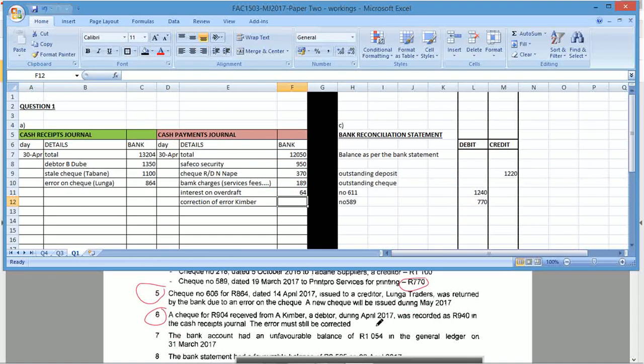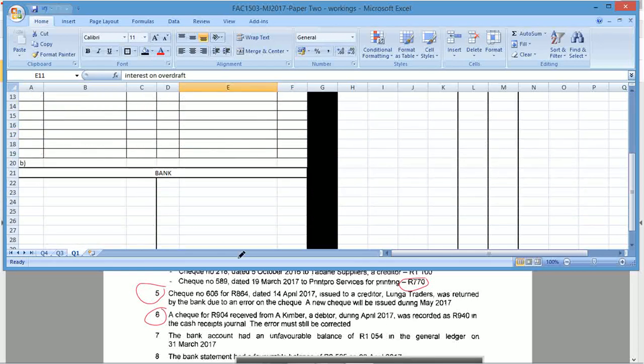Right, how much was the amount? It's the difference. So 36. Also, you record the difference, not the full amount. Yes. Okay, because you're fixing what you processed. Right, the bank account had an unfavorable balance of that in the general ledger. So there's general ledger. Unfavorable means this is a liability. So you're going to have balance brought down, and the balance would have been 1054. If I write total, no, must be balance. Yes, balance brought down. 30th of March.